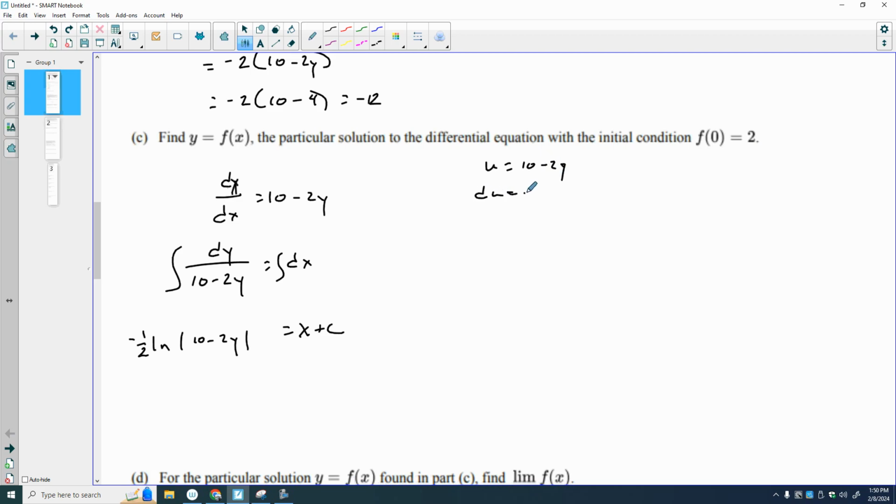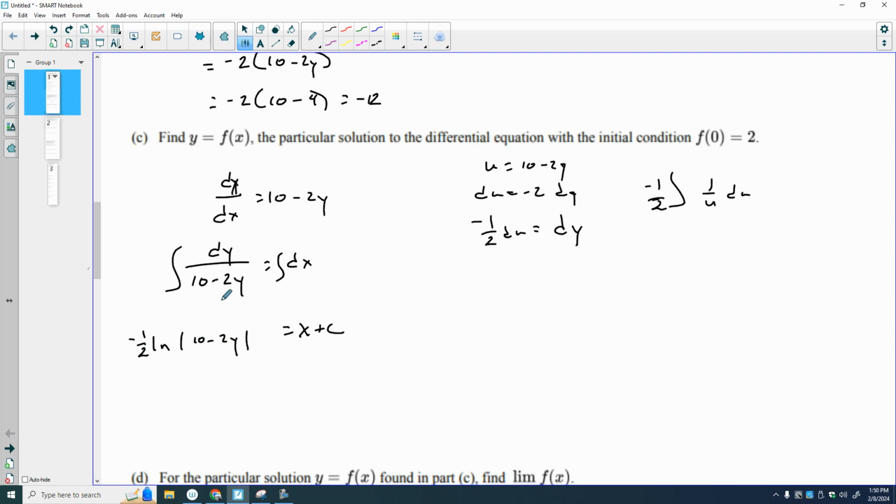du equals negative 2 dy, so dy equals negative 1/2 du. dy comes out, negative 1/2 du goes in its place, and this becomes negative 1/2 times the integral of 1 over u du. The integral of 1 over u du is just ln of u, and the negative 1/2 is just being multiplied by that.